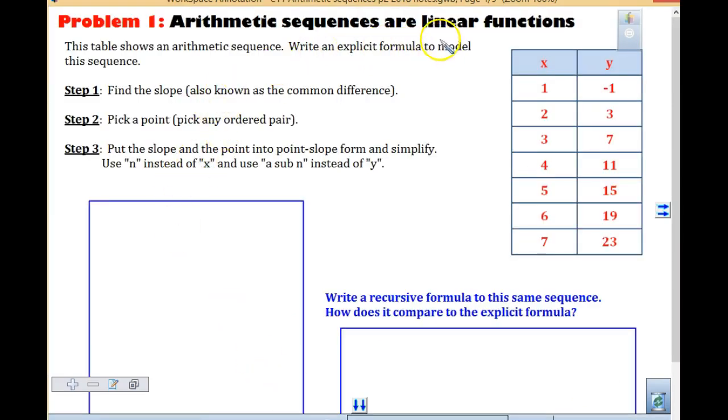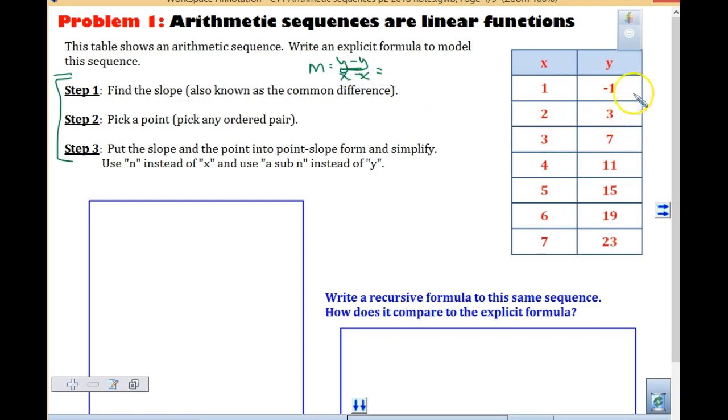So arithmetic sequences are linear functions. This table shows an arithmetic sequence. Write an explicit formula for the sequence. So the first thing when we are doing that, these are your steps for writing an explicit formula. Step 1, find the slope. If we are looking at this, how do we find slope? Remember, slope is our change in y over the change in x.